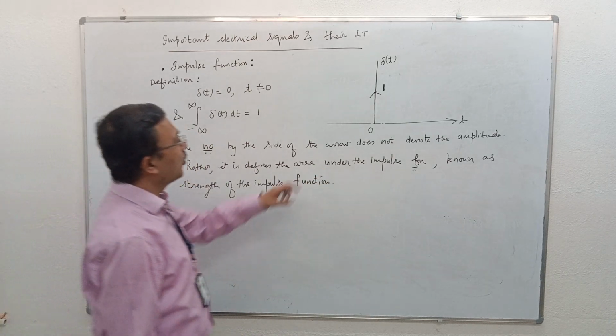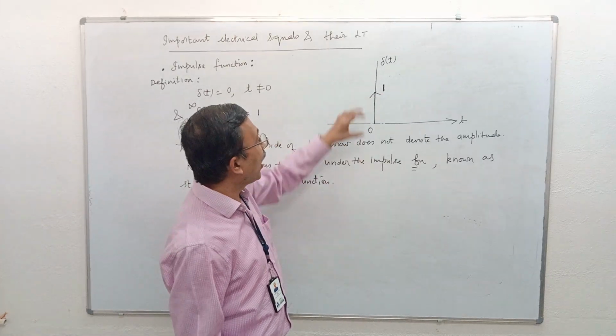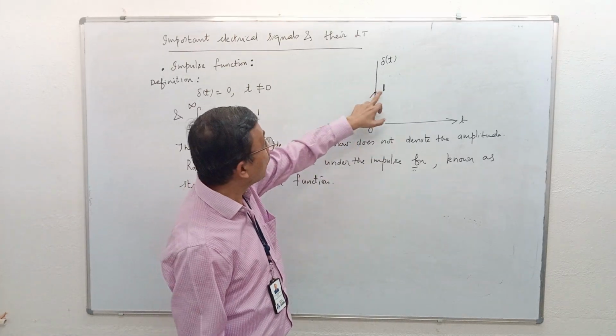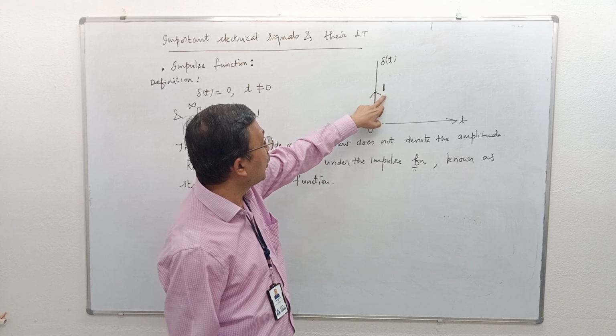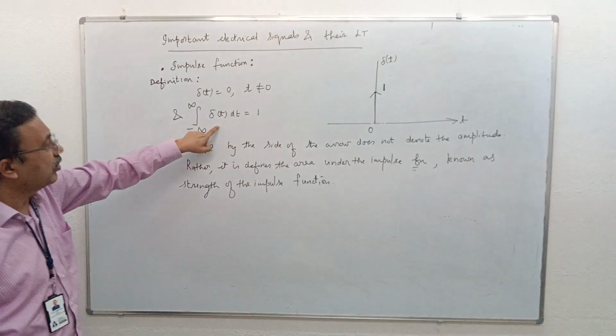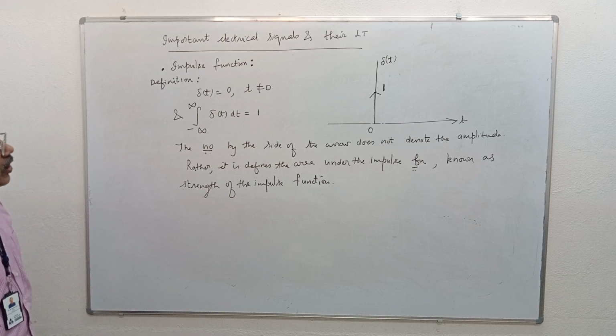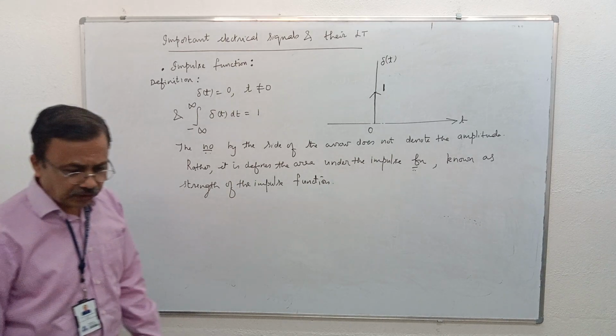Normally people get confused about this number. They think it is the amplitude of the function. No. This number denotes the area under the impulse function defined by this equation. A very important property of an impulse function is called shifting property.